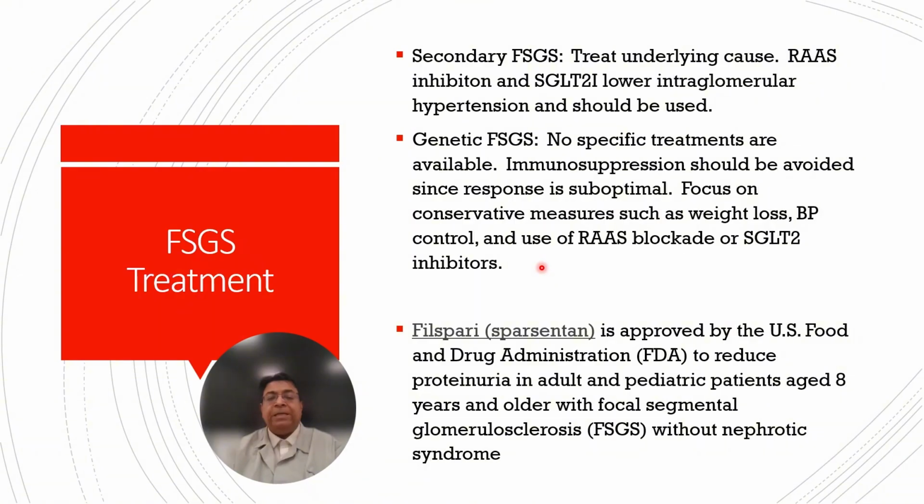Sparsentan or Filspari is approved by the US FDA to reduce proteinuria in adult and pediatric patients with FSGS without nephrotic syndrome. Sparsentan is basically ARB plus endothelin antagonist and is thought to be effective in FSGS, whether it's primary or secondary, as well as in IgA nephropathy.